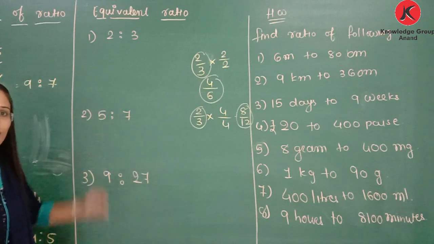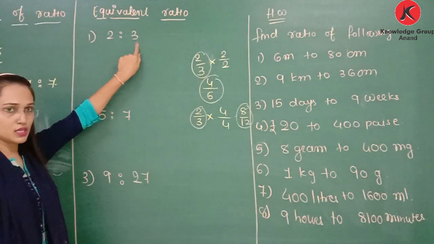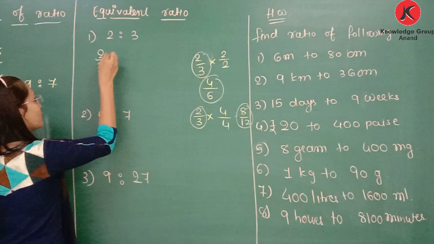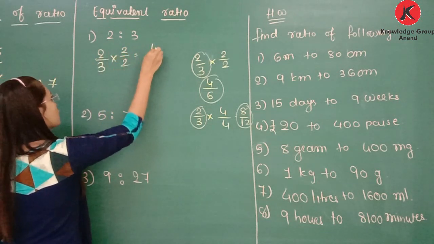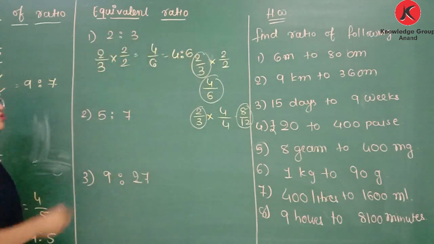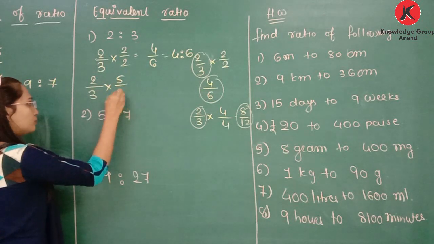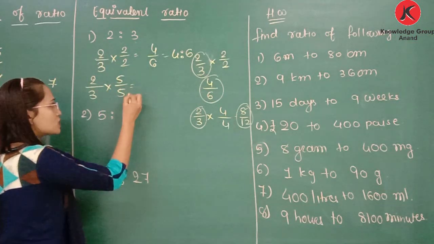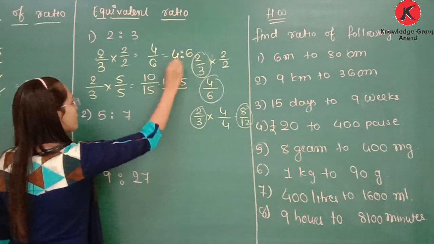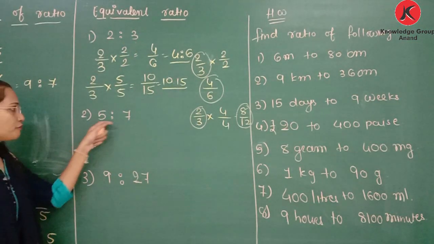The same method we will apply for finding the equivalent ratio. Here 2 is to 3 is given. To find the equivalent ratio, we multiply 2 by 3 with any number. So that is 4 by 6. So 4 is to 6 is equivalent to 2 is to 3. You can take one more number like 5. The number in the numerator and denominator must be the same. So 10 by 15. So 10 is to 15 is equivalent to 2 is to 3. Clear? Now next one, 5 is to 7.